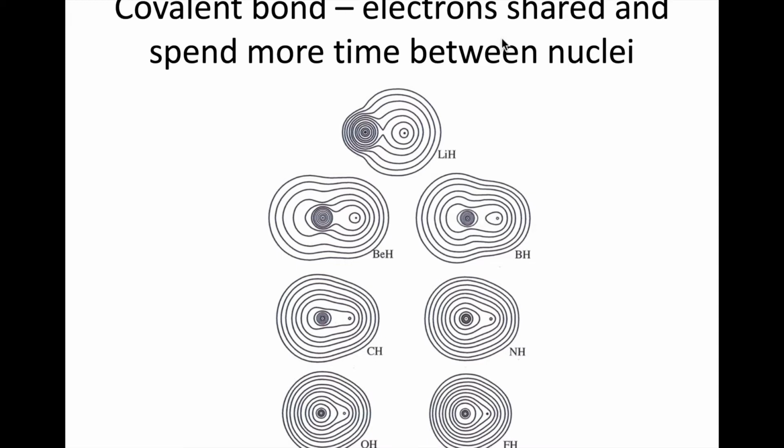And so those electrons that are shared tend to spend more time between the nuclei of the two atoms. So if here we have lithium and hydrogen, the electrons will spend more time between the nuclei as opposed to outside of the nuclei. So that's the case with all these various molecules that we see here.